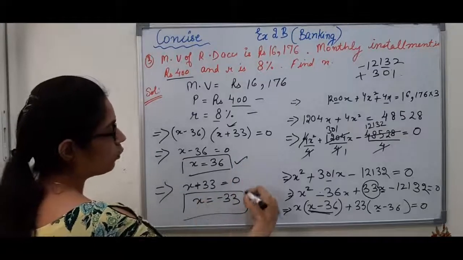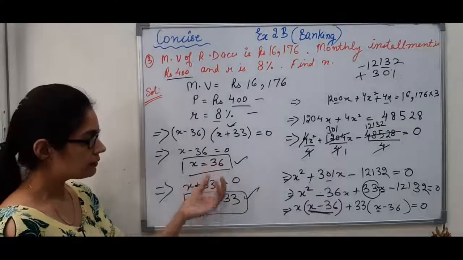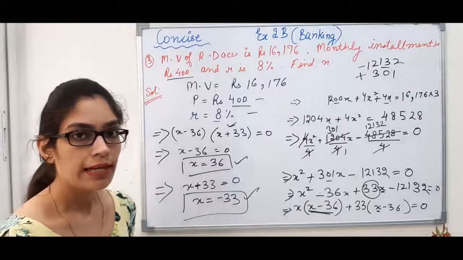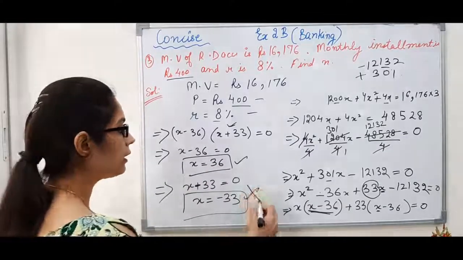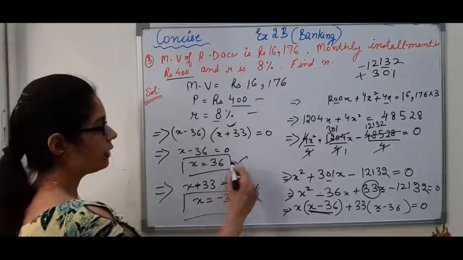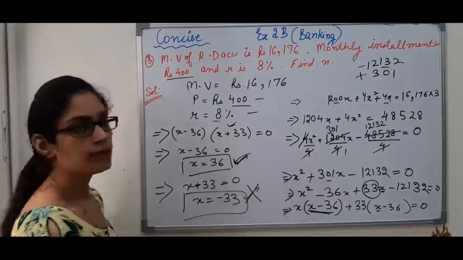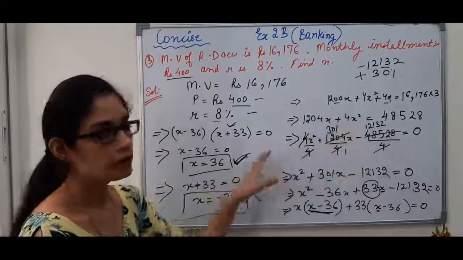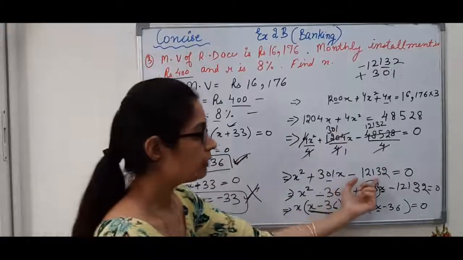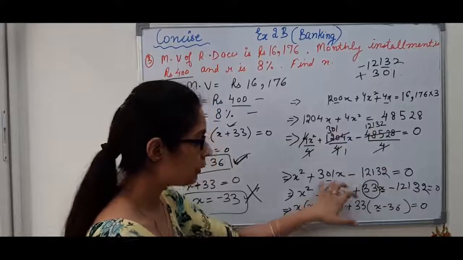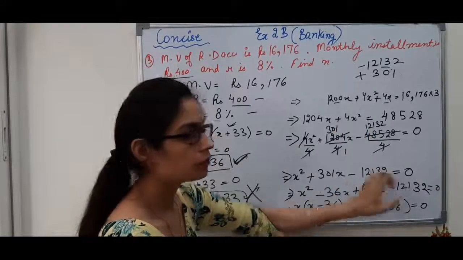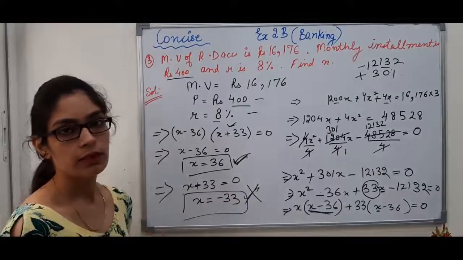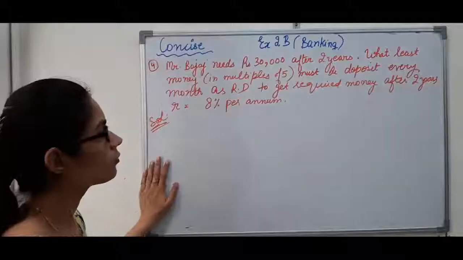We have got two values of x, one 36 and the other one minus 33. Because we are finding time period, and time period cannot be negative, the time period will be 36 months. Just practice such big calculations to find the factors, to find the two numbers. Just make the factors of the last term and then you can easily do it. Now let's quickly do the next question.